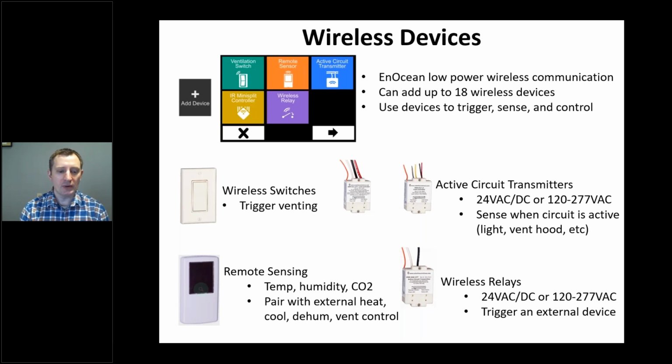The remote sensors we have, these measure temperature, humidity, CO2 levels. Right now you can't use those for the CERV internally to do anything, but it can use those readings just to tell you what's going on around the house, or you can use those instead of the sensors built into the CERV to control external devices. So if the CERV is activating a heater, you could have it using a temperature in the living area as opposed to the one built into the CERV.